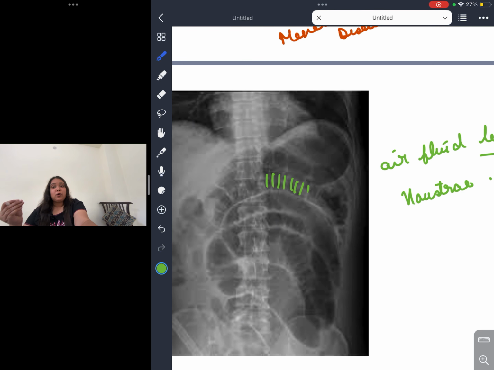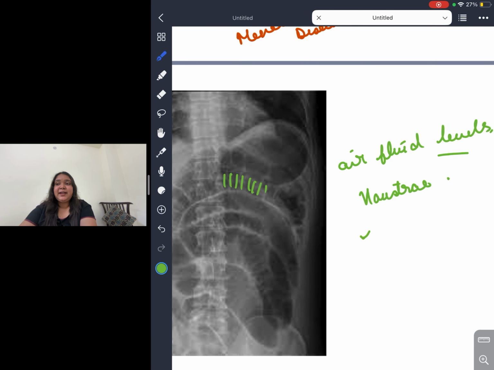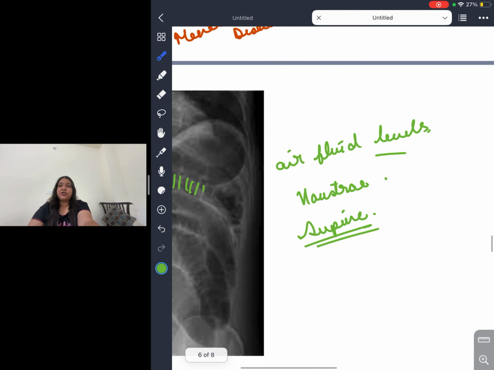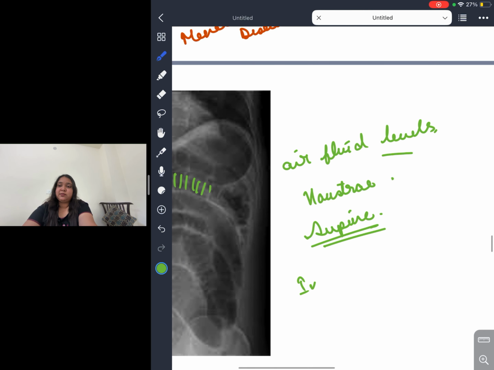So if you find haustra in an intestinal obstruction image, you can tell that it is an X-ray taken in the supine position. Now, if haustra are not present, then it is an erect position. But here you can see haustra, so this is an X-ray taken in a supine position. So this is an image of your intestinal obstruction. You can see air fluid levels over here. This is an image of intestinal obstruction.